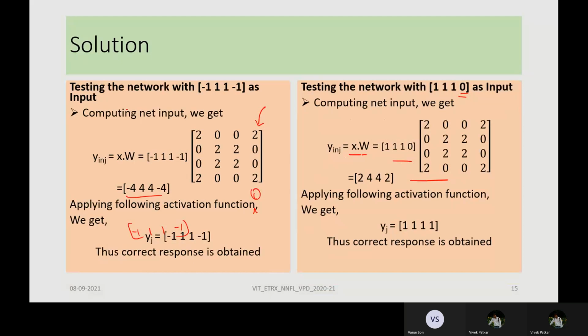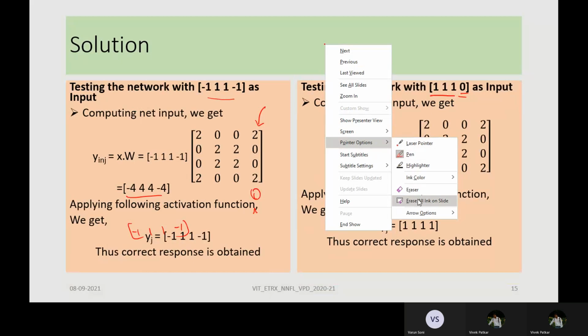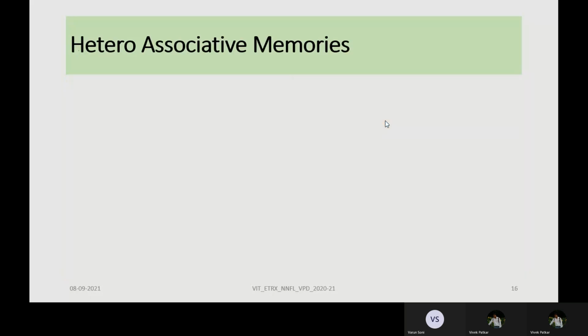Okay, we tested with the first input vector, first training vector. We tested it with the second training vector, and we tested with the given test vector as well. So that is another problem we have completed on auto association. Okay. So let's move ahead.